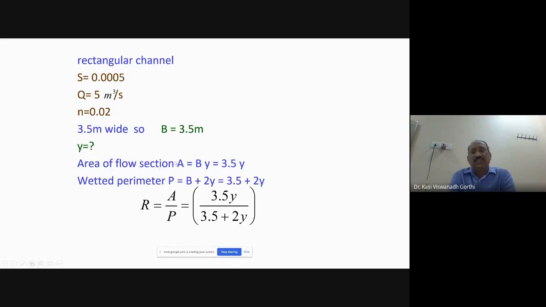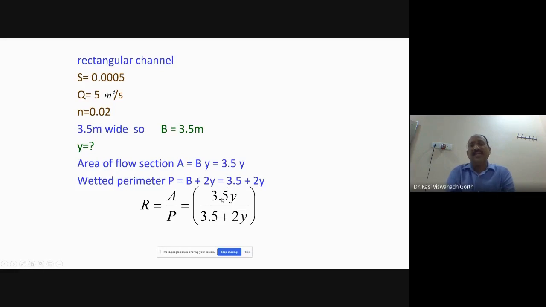So area of the flow section, wetted area will be equal to B into Y, 3.5 into Y. Wetted perimeter is B plus 2Y, 3.5 plus 2Y. So what is the value of hydraulic radius? A by P, wetted area by wetted perimeter: 3.5 into Y divided by 3.5 plus 2Y. This is the hydraulic radius.